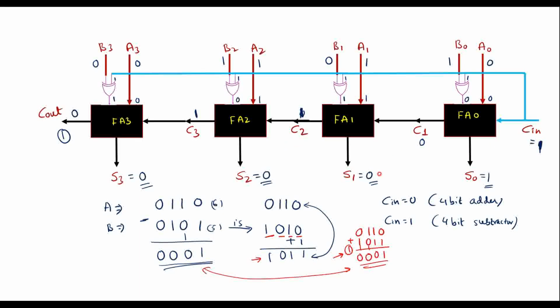Now I can conclude that when Cin is equal to 0, this circuit will act as a 4-bit full adder, and if Cin is equal to 1, it performs as a 4-bit subtractor. The subtraction is done using 2's complement addition.